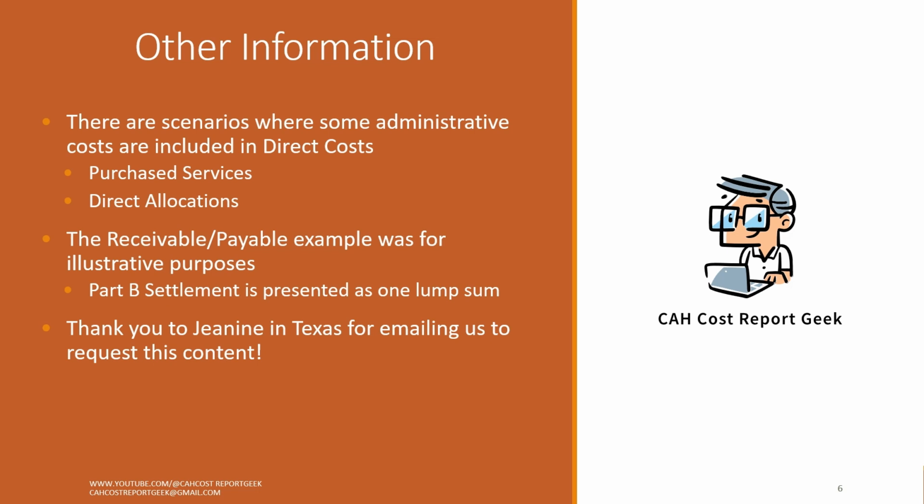There are scenarios where some administrative costs are included in the direct cost of the outpatient clinics. This includes clinics that utilize purchased services and instances where the hospitals make direct allocation of some administrative costs. The receivable and payable example set forth was for illustrative purposes only. The Part B settlement is presented in one lump sum as opposed to being broken out by individual programs.